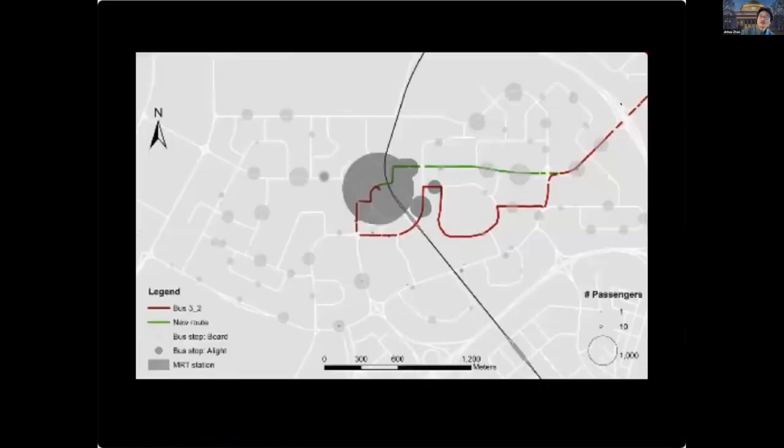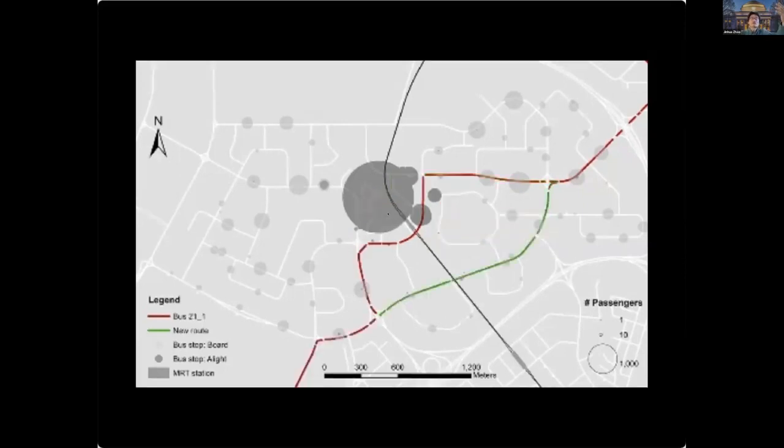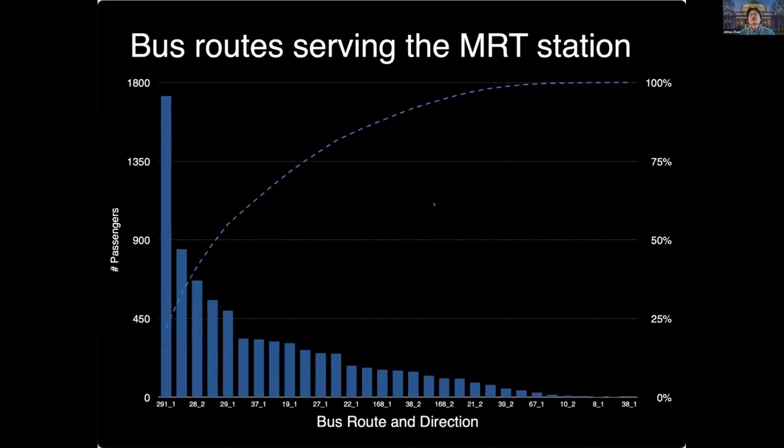So look at this. If you pay attention only to the red route for now, you often see a bus route like this. They go around and tour this neighborhood to pick up the demand and send it to the station. Similarly, this one goes through here and on. But then we actually examined the situation of the bus services around this MRT station. There are about 30 route and direction combinations.